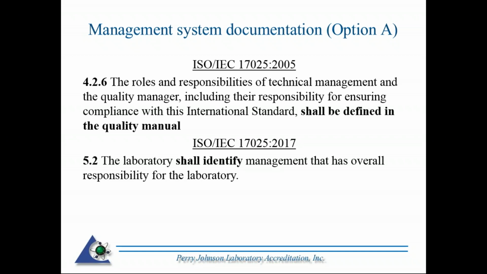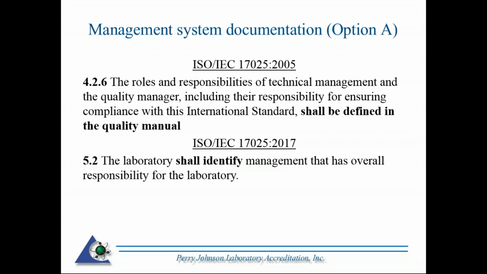So in 2017, there is no requirement to have someone appointed as a quality or technical manager. The requirement under resource requirements in 2017 states the laboratory shall identify management that has overall responsibility of the laboratory. Hence, you can still use a quality and technical manager. If you're still using a quality manual, you can still reference that within the manual and define their duties and responsibilities. It can still be used to comply with 5.2.